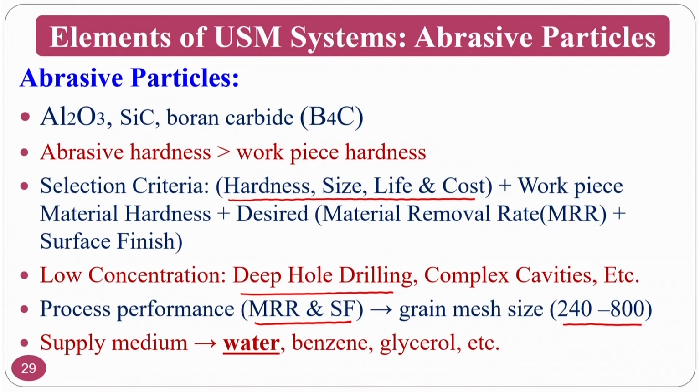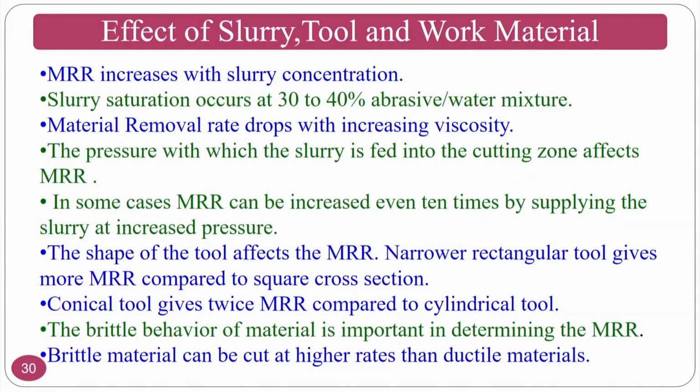Supply medium, or the carrier medium normally used, is water, benzene, glycerol and other things. Normally glycerol will be added in some of the magnetorheological fluids also, to avoid the sedimentation of the abrasive particles and other things. So, the effect of slurry, tool and workpiece material: normally MRR, that is material removal rate, increases with respect to slurry concentration, and we will see some of the graphs in terms of performances. If your abrasive particles are more, what will happen? Material removal will obviously be more, because the number of abrasive particles per unit time going and hitting the workpiece will be very high.